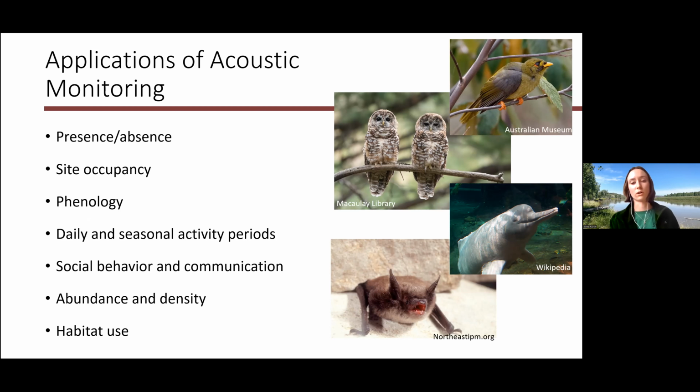So for instance, they put monitors actually into rivers and found that river dolphins have this huge, really broad range of signals that they use to talk to each other, which is pretty cool. The use cases of this are a little bit more limited, but you can also look at abundance and density, such as with the bell miners that I have up on the top right. And lastly, you can look at habitat use, which is one of the ways that I'll be talking about today.